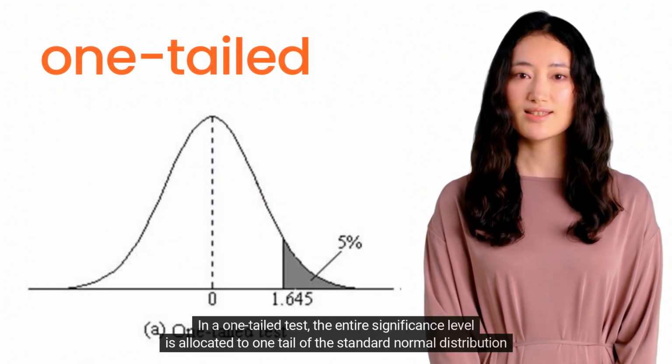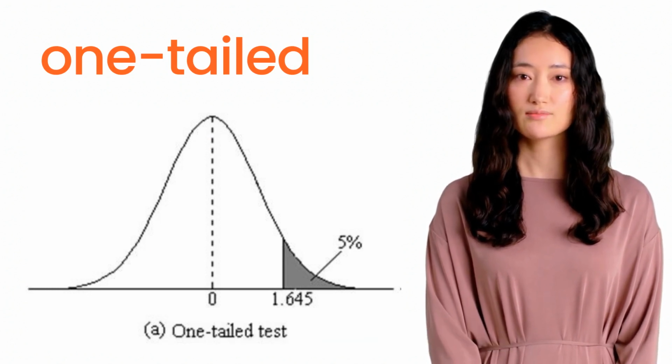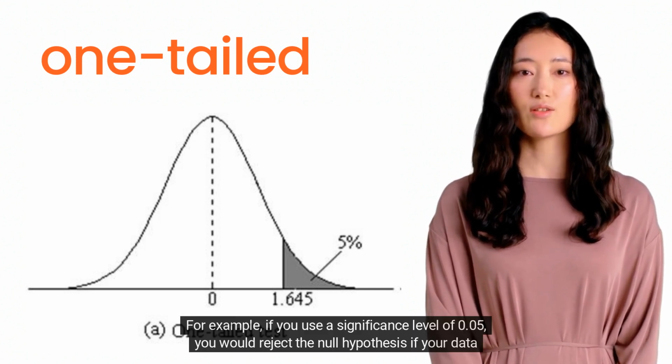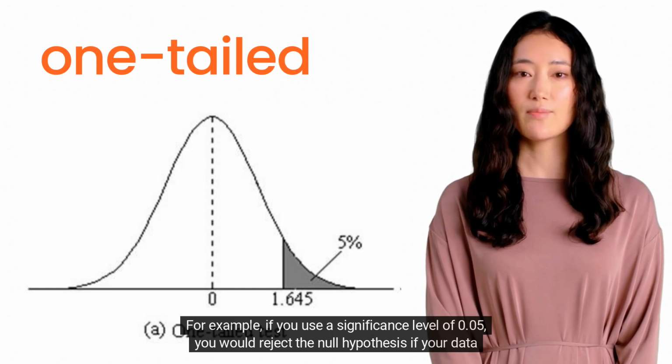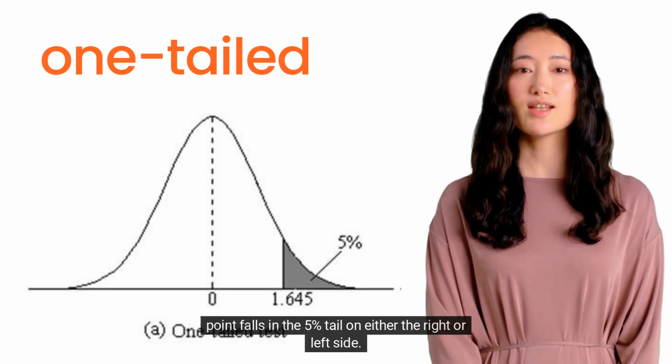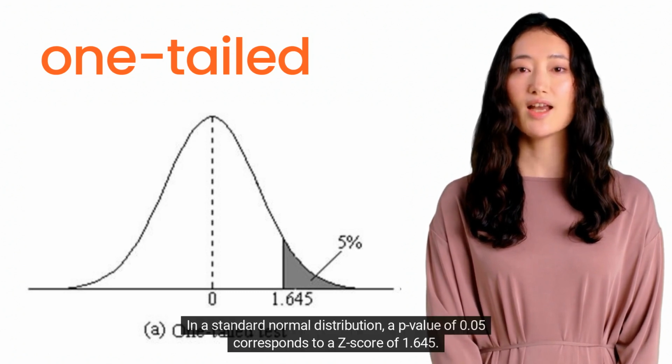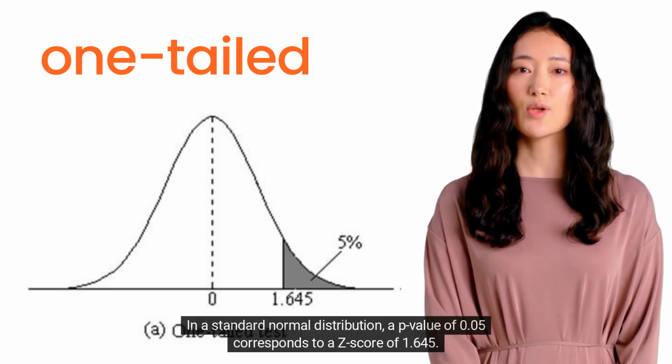In a one-tailed test, the entire significance level is allocated to one tail of the standard normal distribution curve. For example, if you use a significance level of 0.05, you would reject the null hypothesis if your data point falls in the 5% tail on either the right or left side. In a standard normal distribution, a p-value of 0.05 corresponds to a z-score of 1.645.